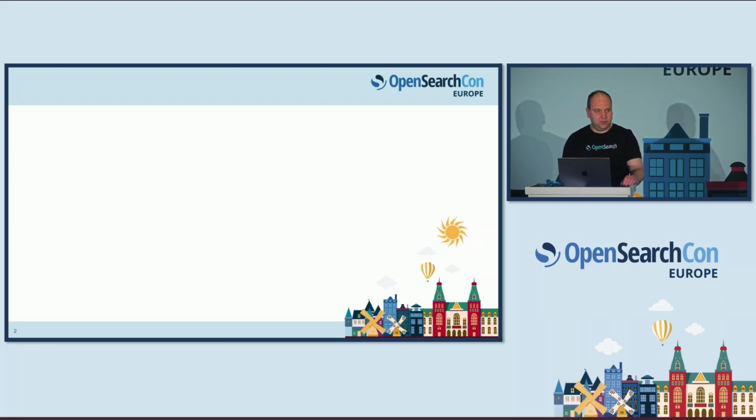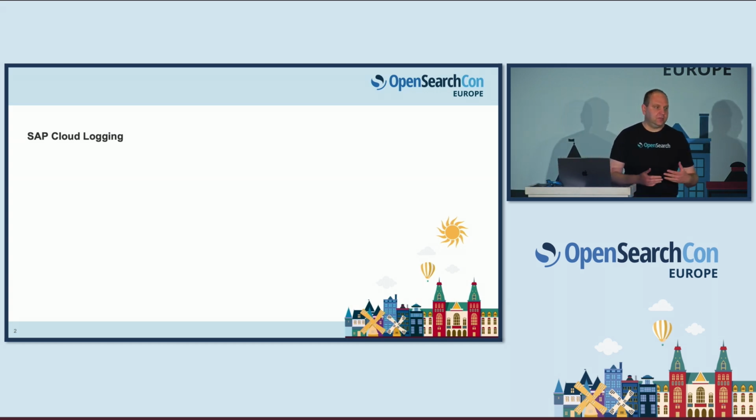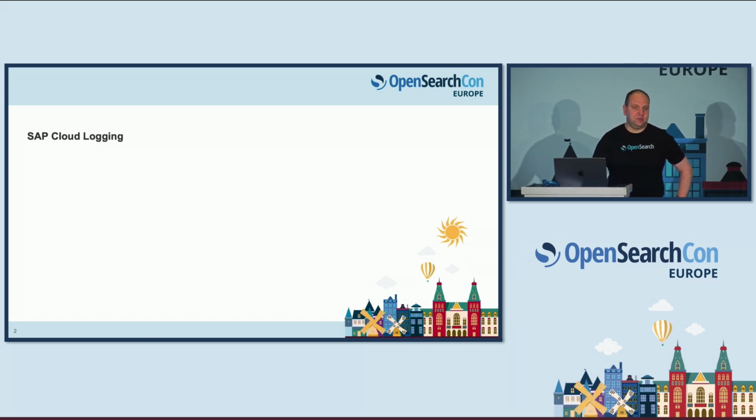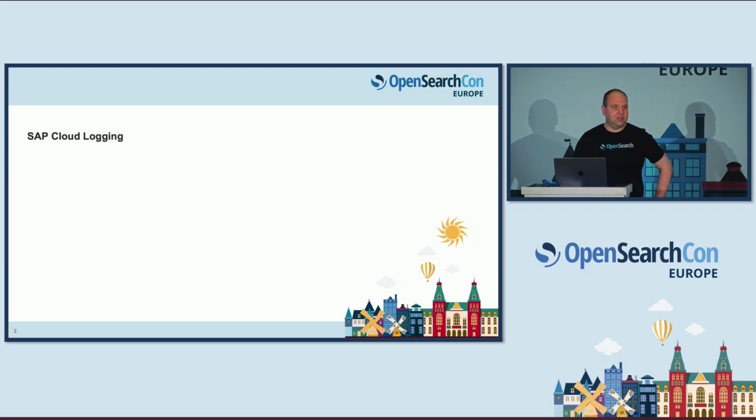What do we do with SAP and OpenSearch? So we have one service that my team maintains that is called SAP Cloud Logging. And that is built on our experience on previous services which are still running that were VM-based. But SAP Cloud Logging is a Kubernetes-based service that is hosting OpenSearch instances.